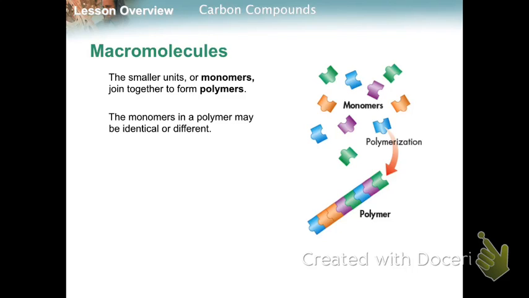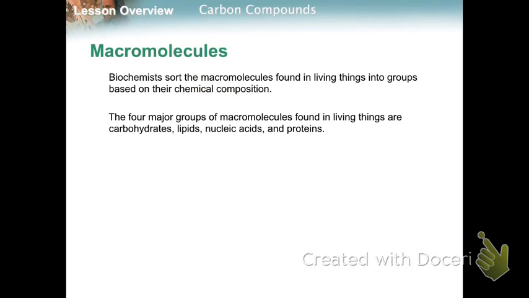So the smaller units, or the individual Legos, are called monomers, and like I said, the structure that you're building is called a polymer. These monomers can be identical or they can be different within a macromolecule. So there are 4 major groups of macromolecules: carbohydrates, lipids, nucleic acids, and proteins. Nucleic acids are going to get their own unit when we talk about DNA later on in the semester. So right now we're just going to focus on carbohydrates, lipids, and proteins.